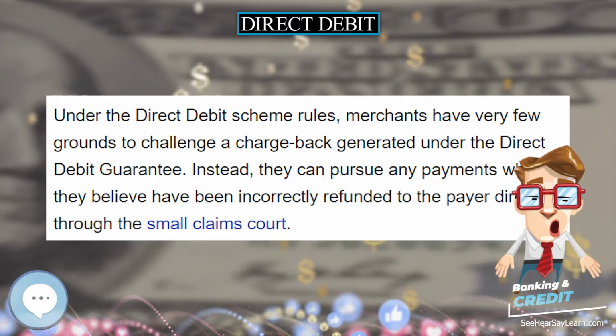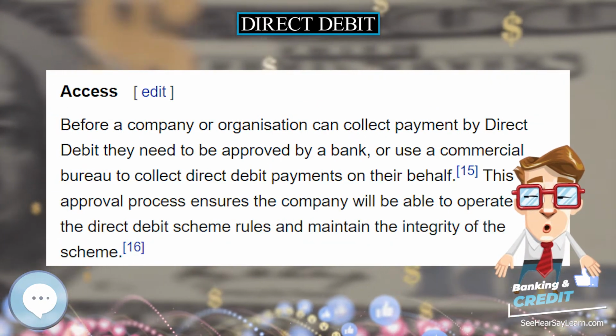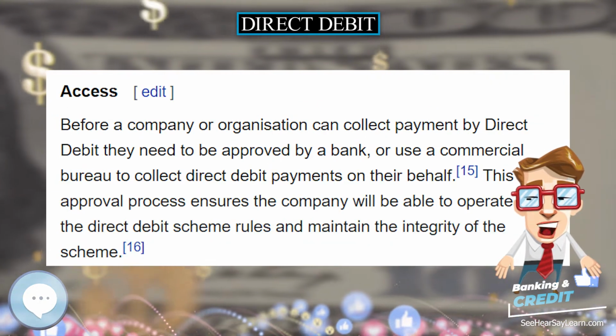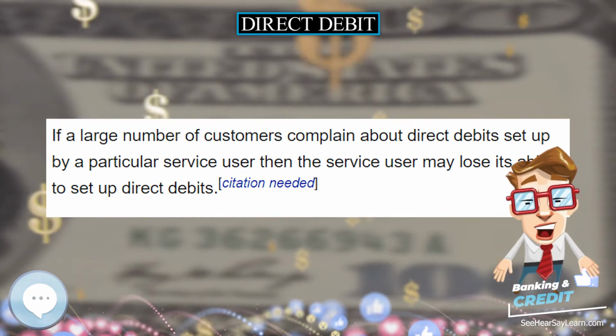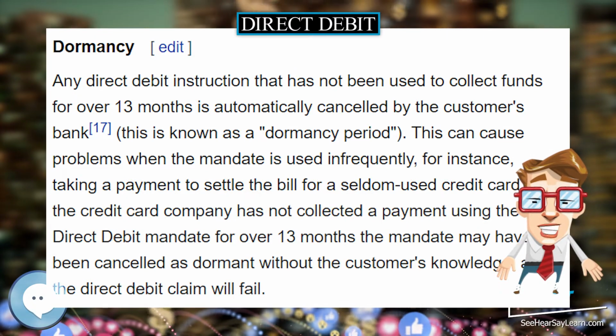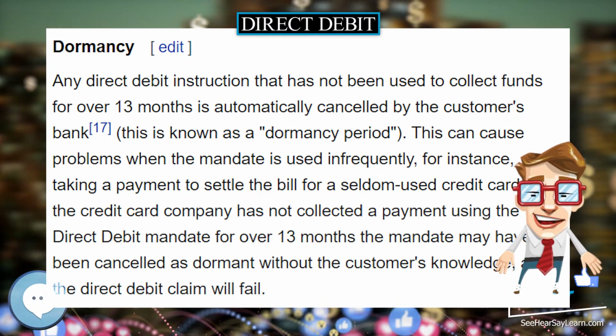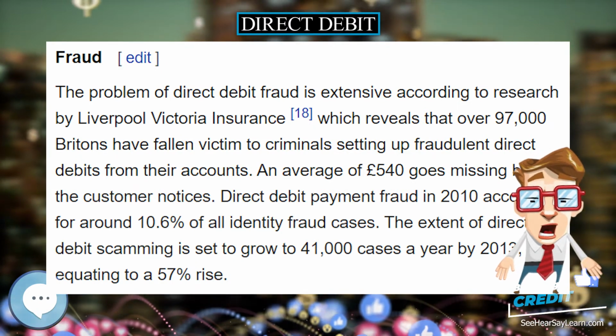Access. Before a company or organization can collect payment by direct debit, they need to be approved by a bank, or use a commercial bureau to collect direct debit payments on their behalf. This approval process ensures the company will be able to operate within the direct debit scheme rules and maintain the integrity of the scheme. If a large number of customers complain about direct debits set up by a particular service user, then the service user may lose its ability to set up direct debits.